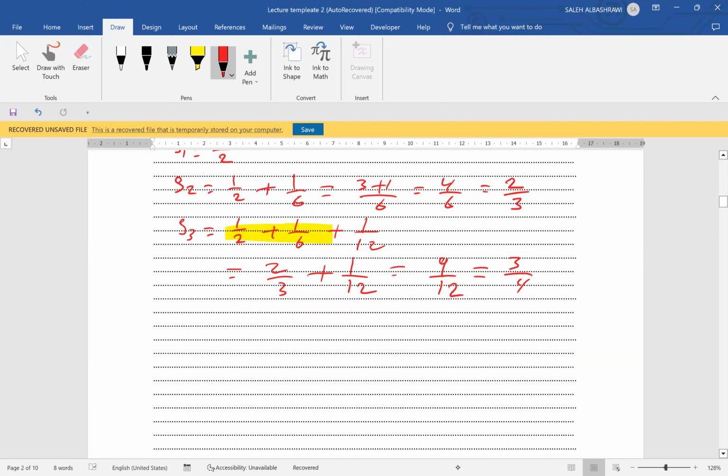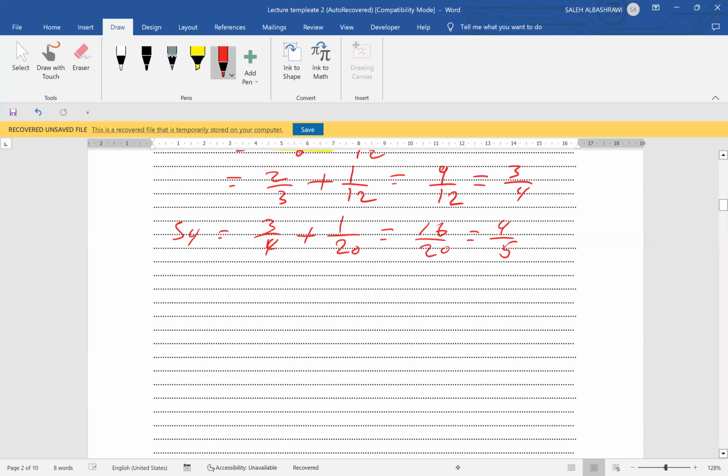Similarly, find S4. So S4, not S5, S sub 4. That will be 3 over 4 plus the fifth term, which is 1 over 20. This will give me 16 over 20, or it is equal to 4 over 5.